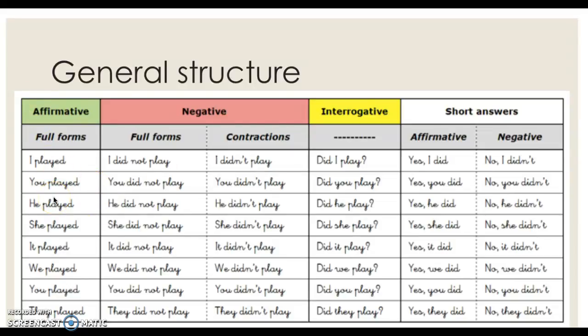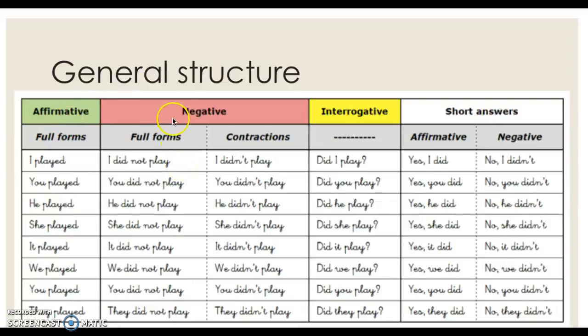An important thing to notice is that, look, I played, you played, he played, she played, it played, we played, you played, and they played. There is no difference, no matter the subject. So remember that in present simple, for example, we say I play, you play, he plays. There is a difference for he, she, and it. But in the past, there is no difference. It's the same for everybody. So it's even easier than the present.